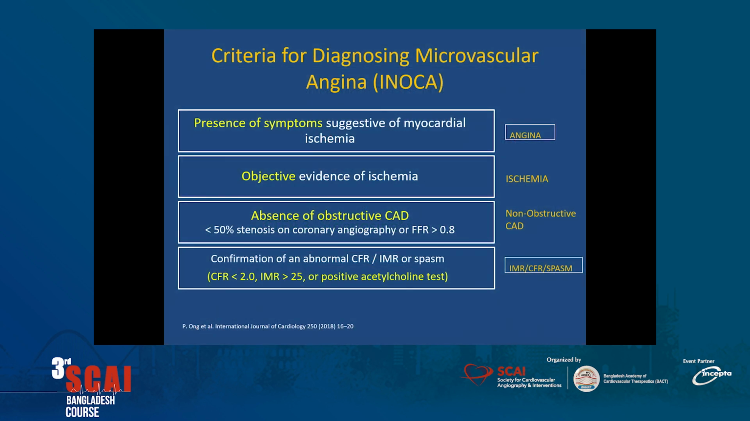So how do we diagnose INOCA? You have to have signs and symptoms of angina, then you have to have objective evidence of ischemia, like an abnormal EKG or an abnormal stress test. Without those, you cannot just call it INOCA. Then you do the angiogram or CT angiogram, and you know there is no obstructive disease, based on the angiogram visually or based on FFR, IFR. And then you have to have an abnormal CFR or abnormal IMR or a positive acetylcholine test. When you meet all these four criteria, then you diagnose INOCA.